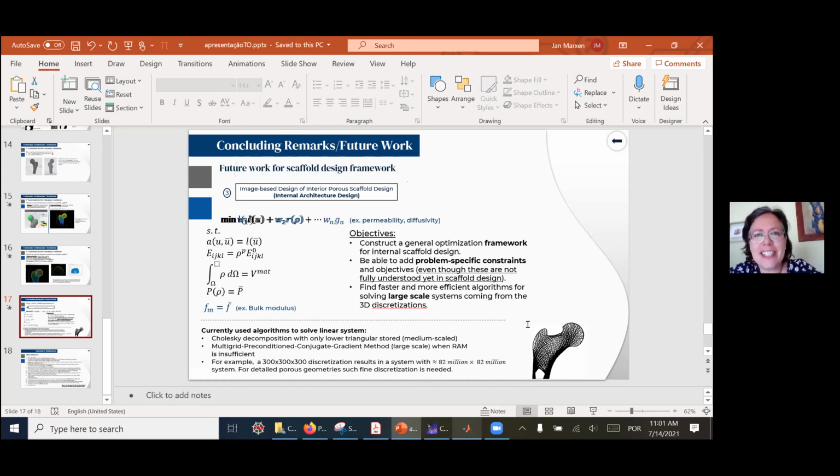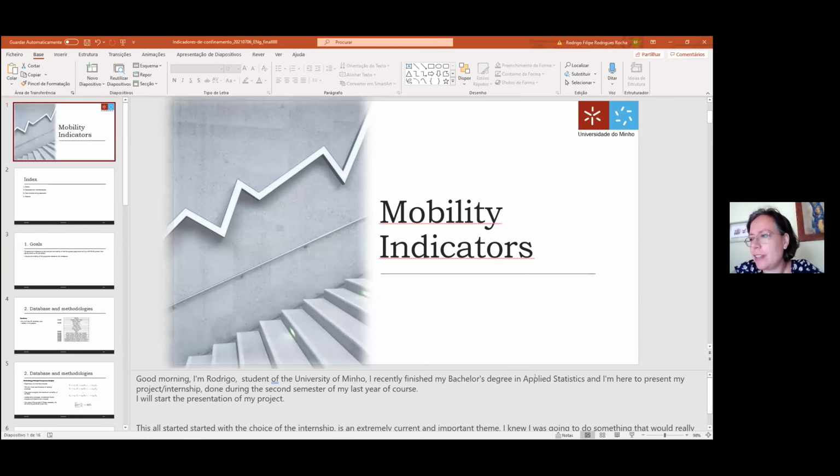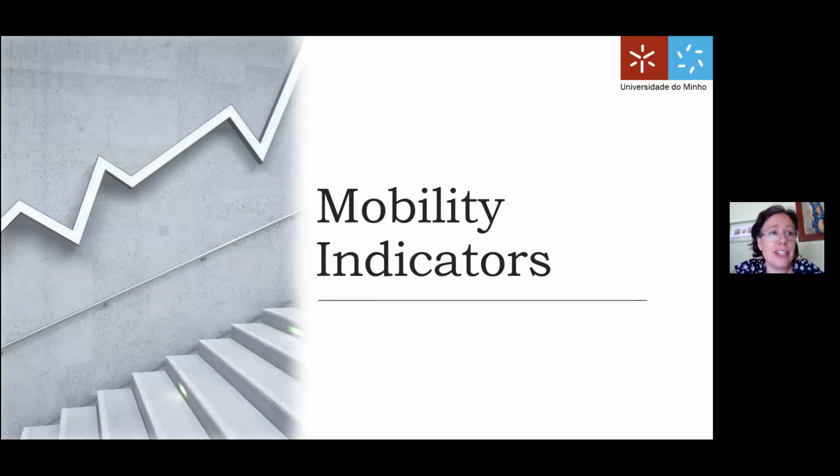Okay, thank you a lot, Gianna. Okay, so now we are going to the next speaker. Rodrigo Joshua. Good morning. Hi, Rodrigo, from Minho University, no? Universidade do Minho, yes. And he's going to talk about mobility indicators. So you can start, Rodrigo.